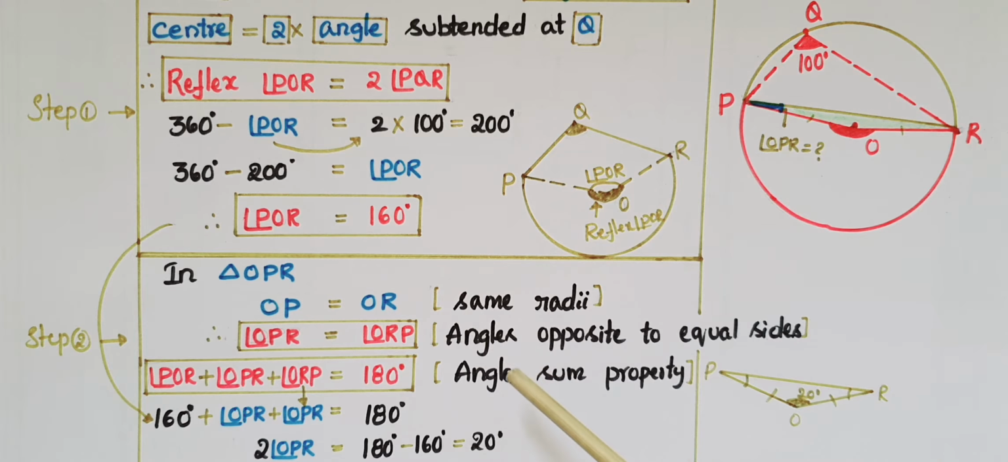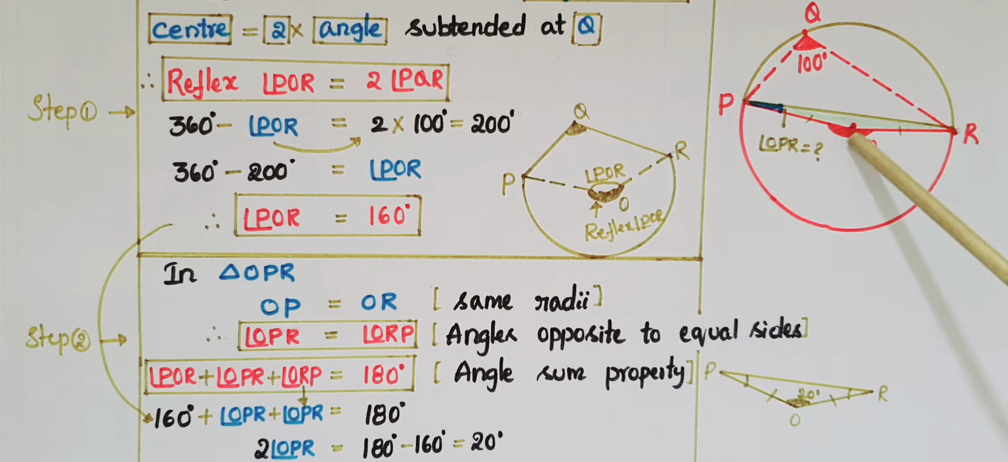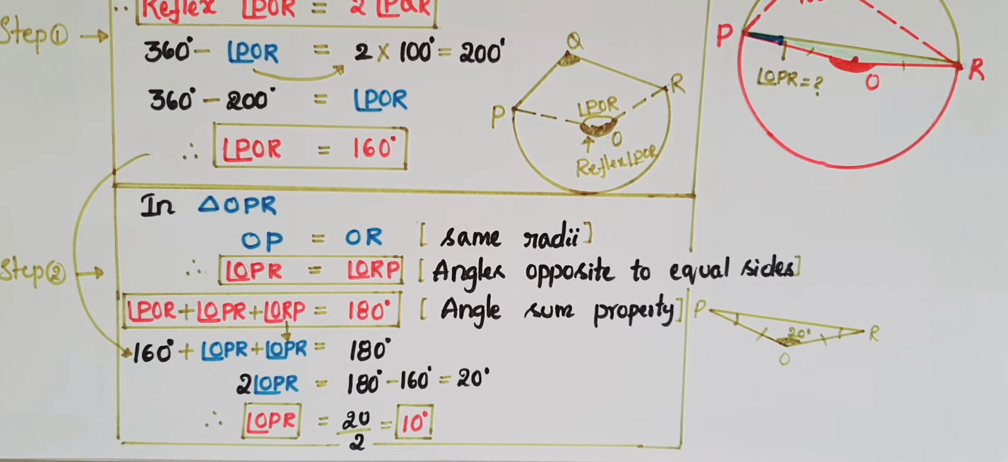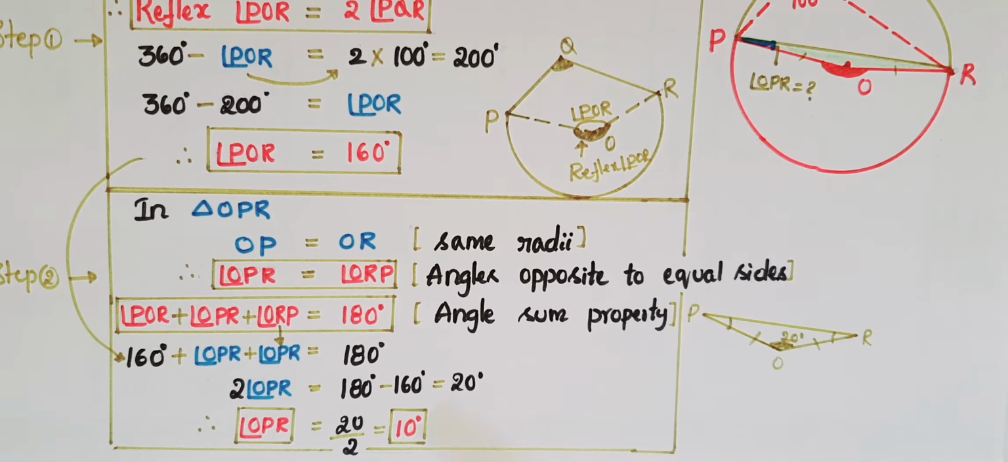And we know that the sum of angles of a triangle is 180 degrees. So angle POR plus angle OPR plus angle ORP is 180 degrees. Angle POR is 160 degrees. So 160 plus angle OPR plus angle ORP, that is 2 angle OPR, is equal to 180. Then 2 angle OPR is equal to 180 minus 160, that is 20 degrees, and angle OPR is equal to 20 by 2, that is 10 degrees.